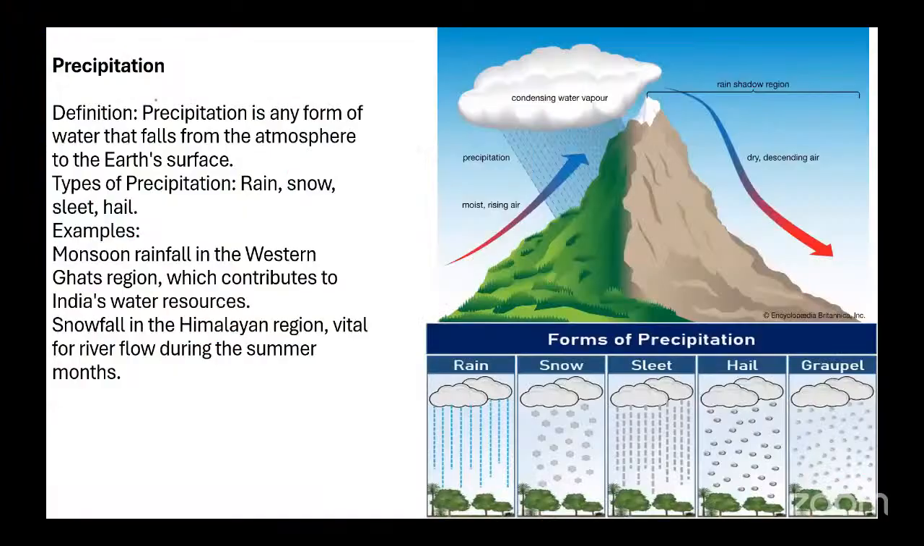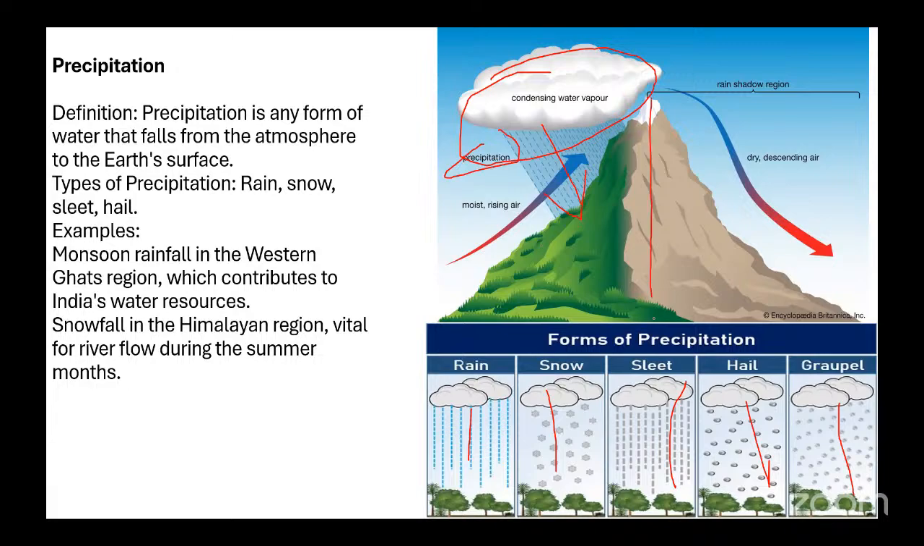Next is precipitation. Here you can see in the picture the forms of precipitation. In precipitation, rain will be there, snow will be there, sleet will be there, hail will be there, drops will be there. So these are the different types of precipitation. Mostly five types of precipitation are there. This is the condensing water vapor. After it, rain will occur, or rain will come, called precipitation, with moisturizing air.